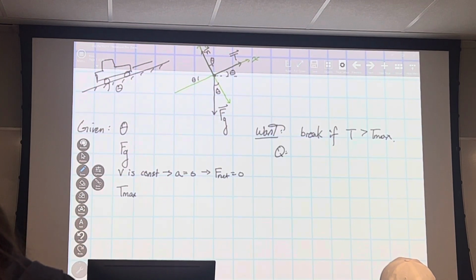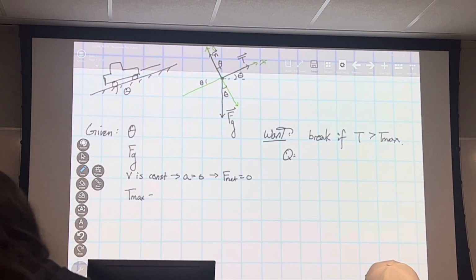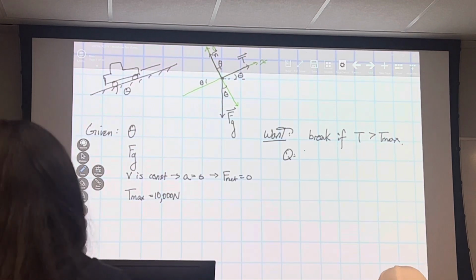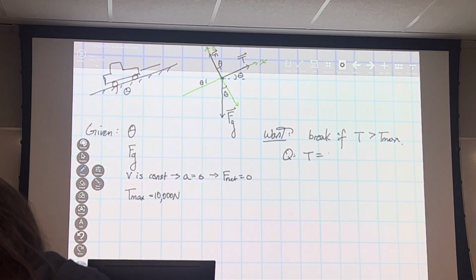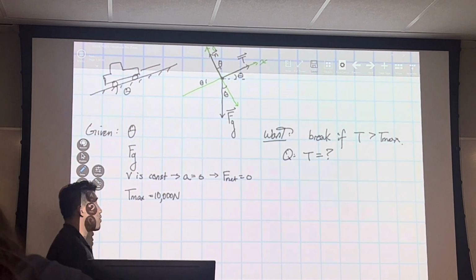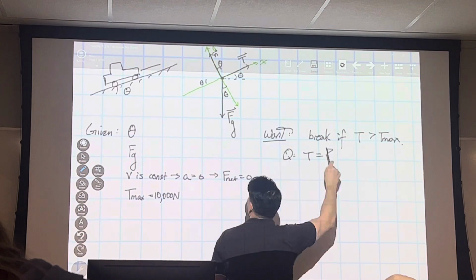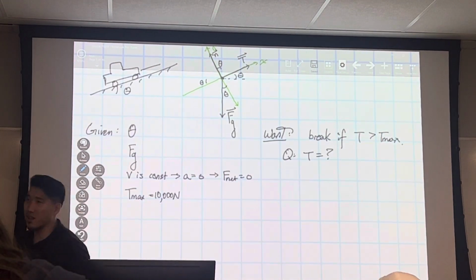So, what is the question actually asking for? Not will it break, but what are we tasked with finding? No, T max is 10,000 newtons. Tension. Yeah, we're tasked with finding what is the tension in this scenario. That is actually what we are after. Once we compute this, then we can give a meaningful answer to the question being asked.